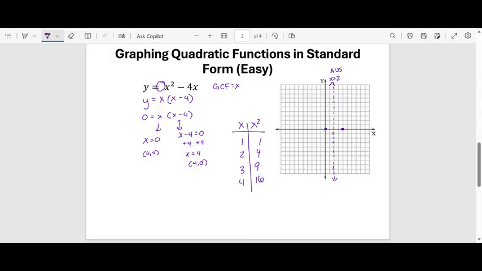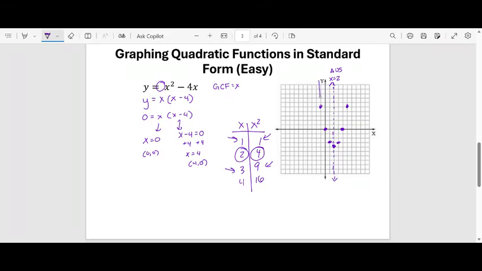Since these x-intercepts are 2 away from the center, that means I have to go down 4 to get to my vertex, which is right here. From there, I can work backward. I'll go left and right 1, up 1. Left and right 2, up 4, I of course already have. Left and right 3, up 9. And that's all I'm going to be able to fit on this graph.